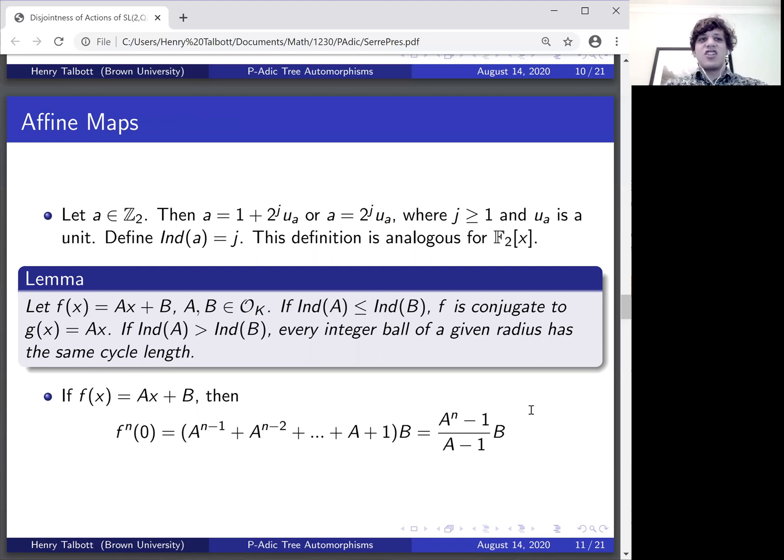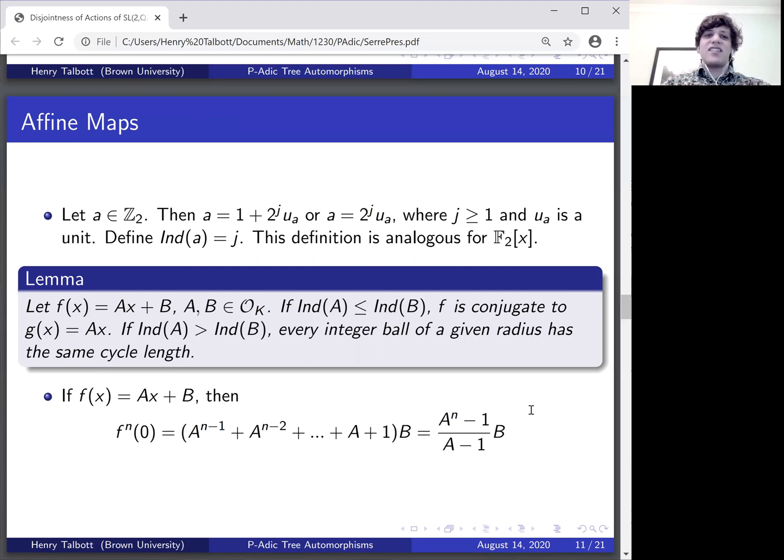We can then use conjugation, just actual affine conjugation of functions, to reduce to either studying the pure multiplication group, g(x) equals a x, in the case that the index of A is less than or equal to the index of B, or we can show that if the index of A is greater than the index of B, then every integer ball of a given radius, that is every ball in the same layer, will have the exact same cycle length under these permutations that we're studying. This means we can really just study the permutations of 0 and get all the information we need.